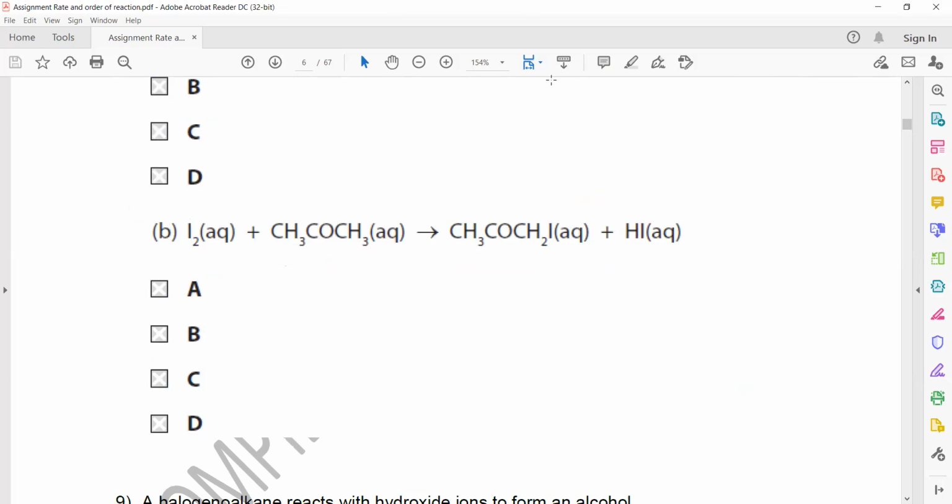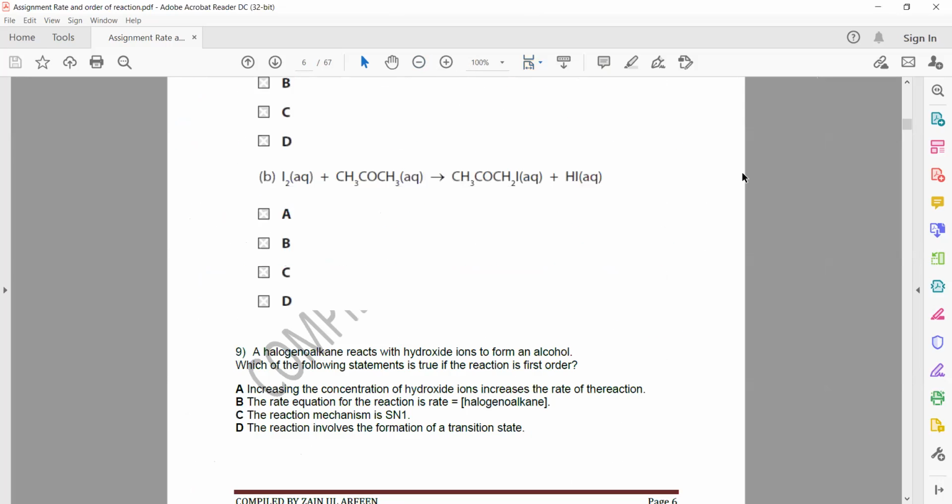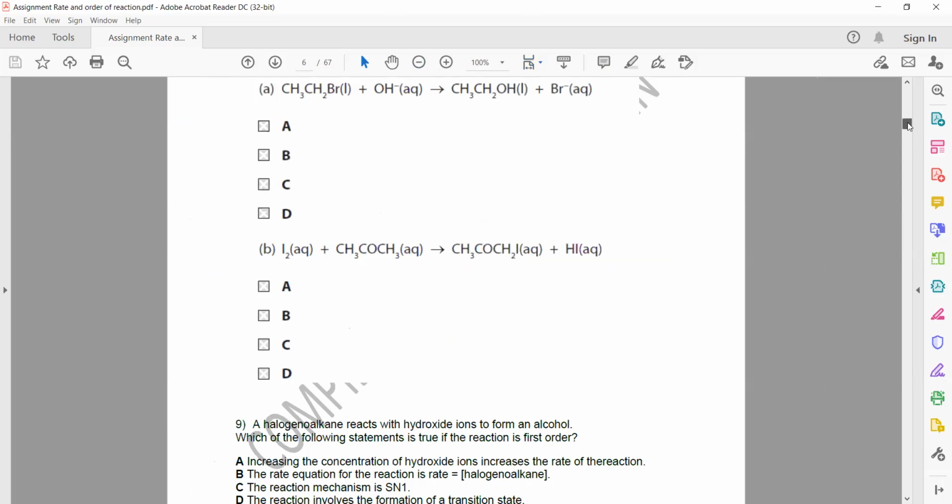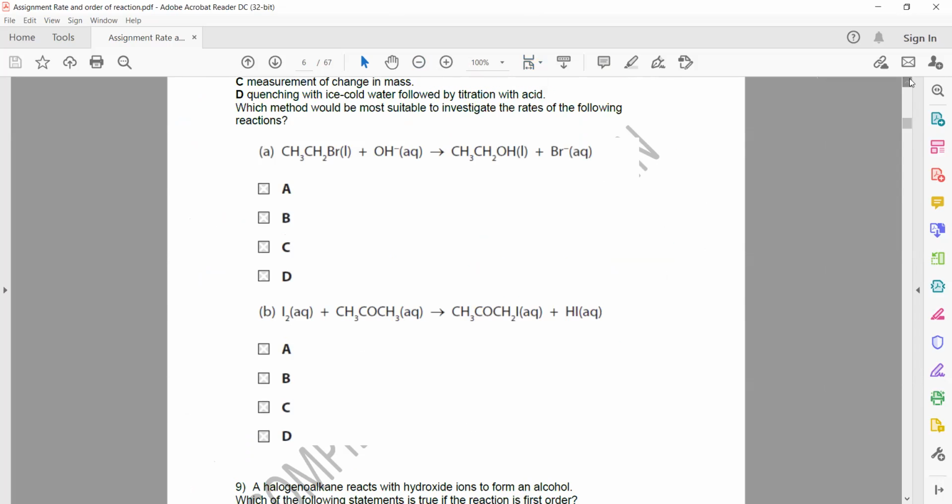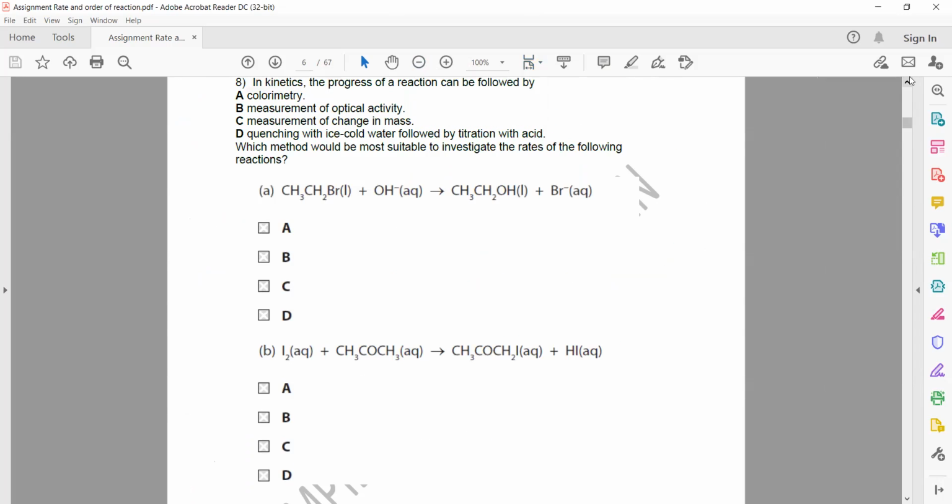Then iodine is reacting with propanol to form hydrogen iodide in aqueous solution. Which technique is suitable here, A, B, C or D? Colorimetry again. Yes, because iodine is in the aqueous state, which is colored, and no other substance here is colored, so A will be the right answer.